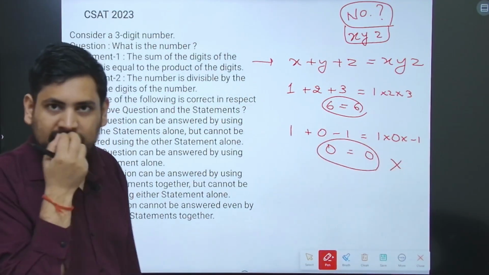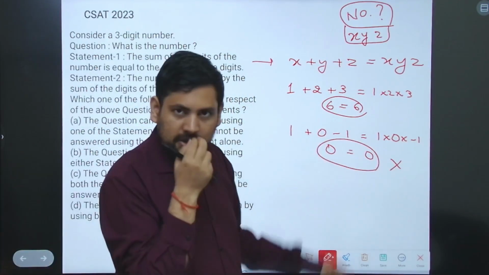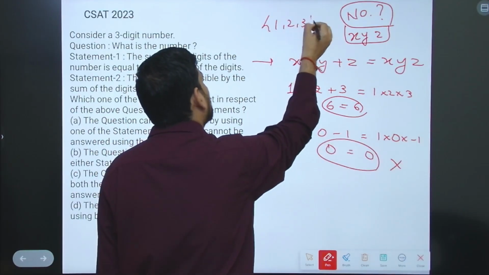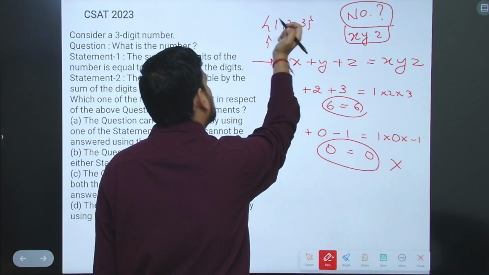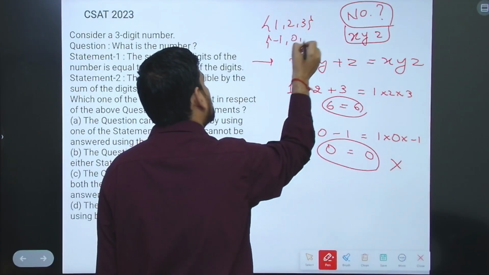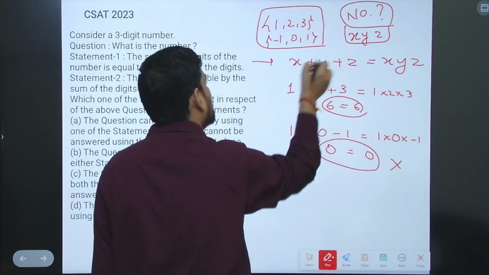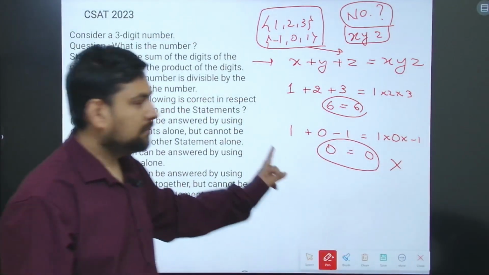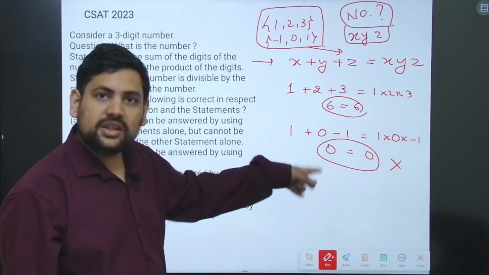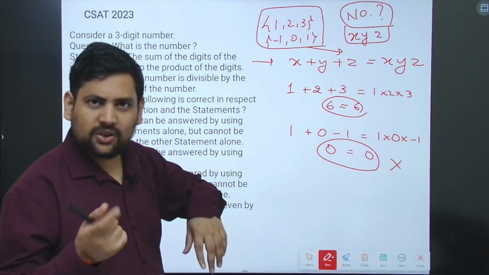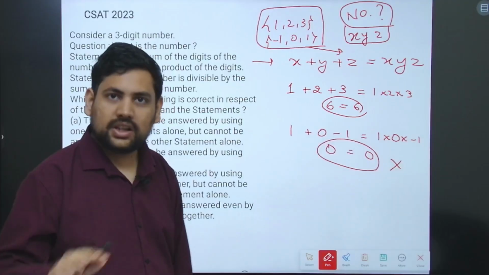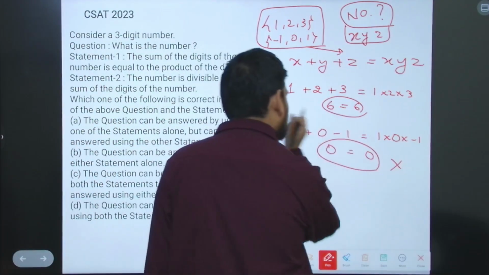Why this is rejected? This is another pairing that you need to remember. So one pairing is this 1 2 3, and the other is minus 1 0 1. These are the two pairings that give you this result, but this is rejected. Why? Because these are digits of a number. Now digit cannot be minus 1, correct? So digit cannot be 1 0 minus 1, it does not make any sense. So that's why this gets rejected.